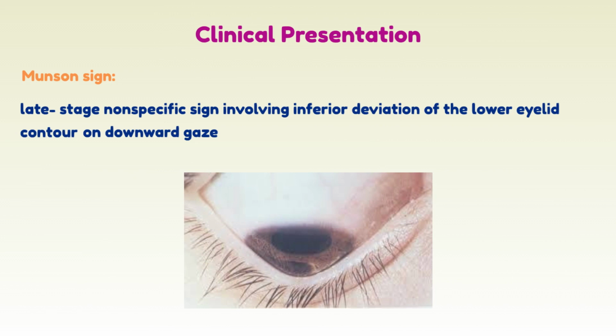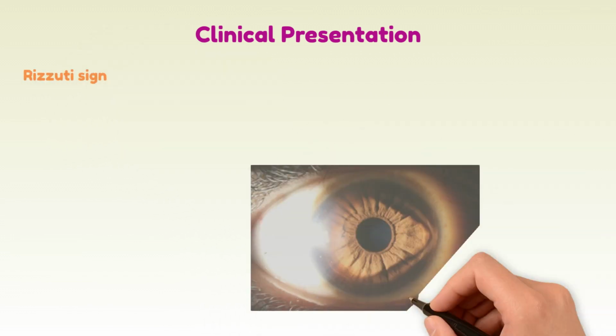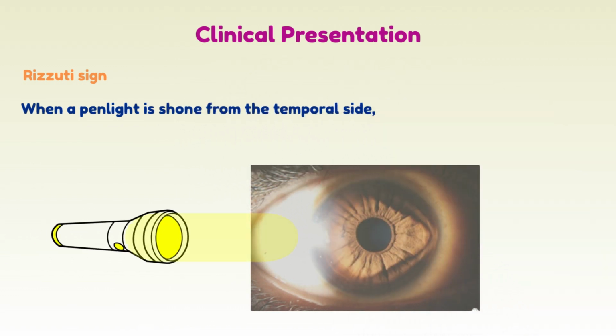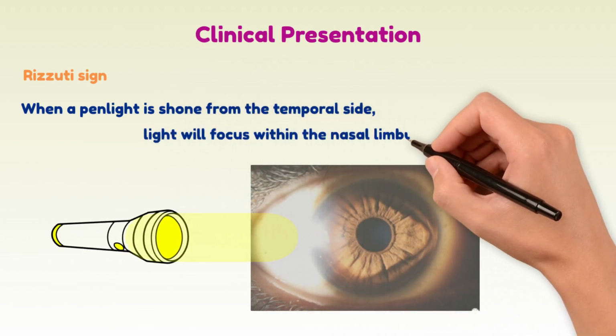As can be seen in the clinical photo of Munson sign, it shows the downward angulation of the lower eyelid with the eye in down gaze. Rizzuti sign: when a pen light is shown from the temporal side, light will focus within the nasal limbus. It's an early but nonspecific sign.